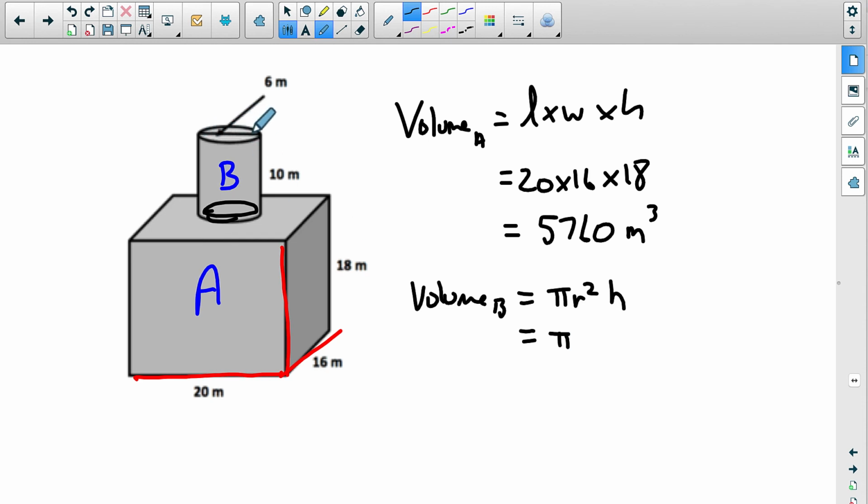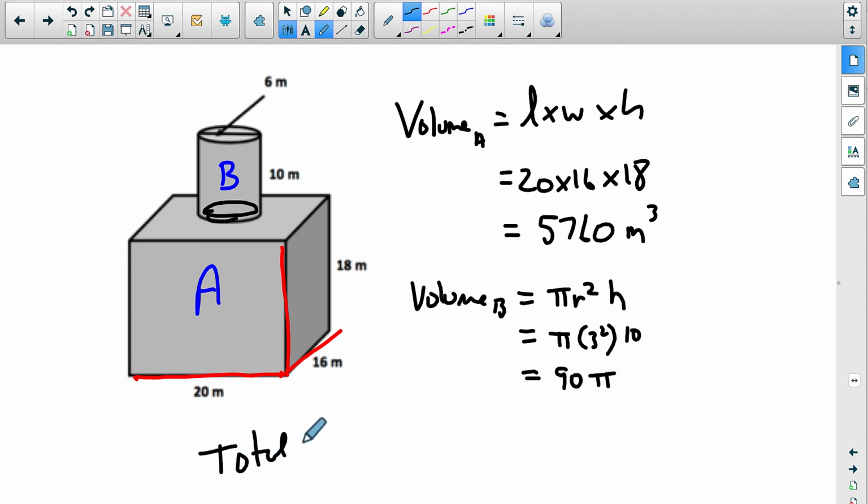Radius, be careful. The radius is not 6. 6 is the whole way across. So halfway is just 3. So we got to go 3 squared, and the height of this thing is 10. So if we go 3 squared, you get 9 times 10 is 90. 90 pi, basically.